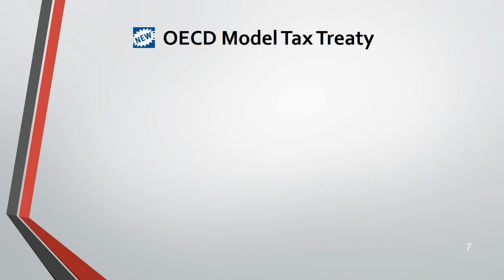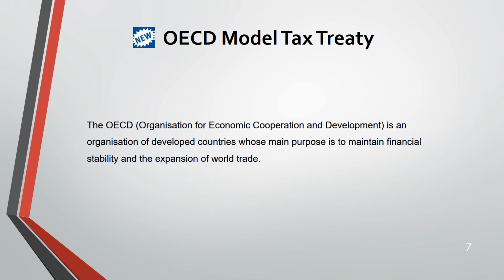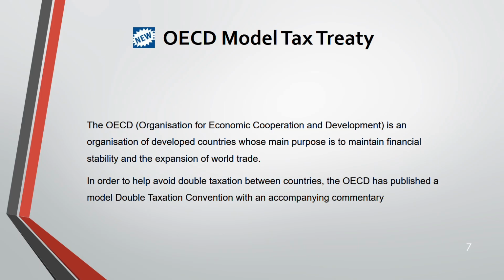Now, next, the OECD model tax treaty. Here, OECD stands for Organisation for Economic Co-operation and Development. As you all know, it's an organisation of developed countries whose main purpose is to maintain financial stability and the expansion of world trade. We all know this. The definition is not important for tax; they will not ask it. This is just for your introduction to the OECD. So in order to avoid double tax between countries, the OECD has published a model.